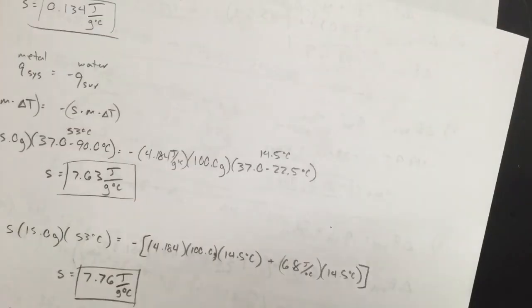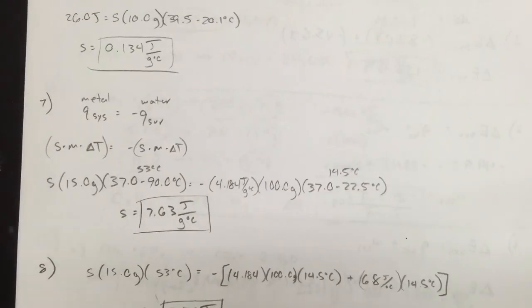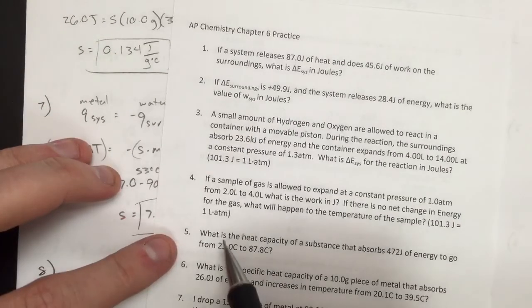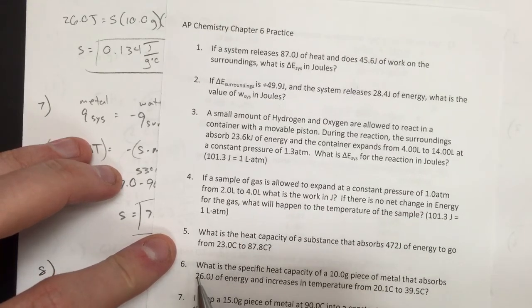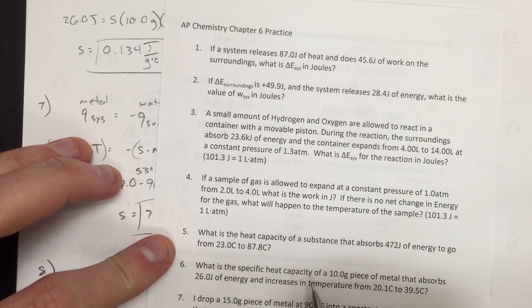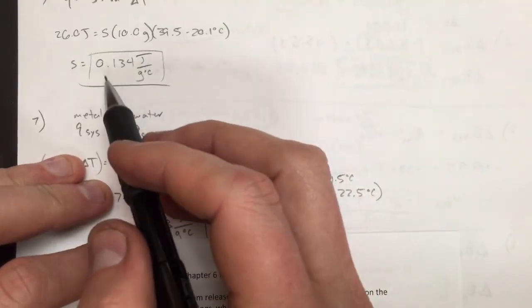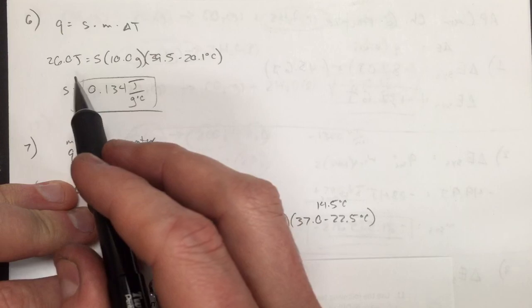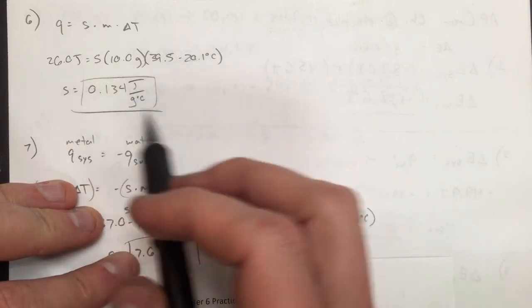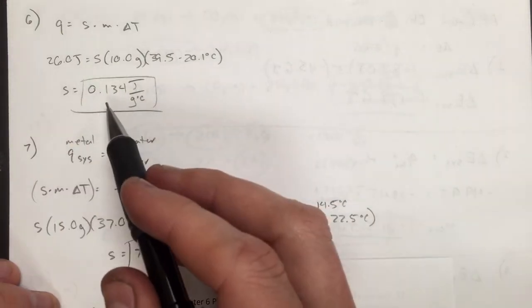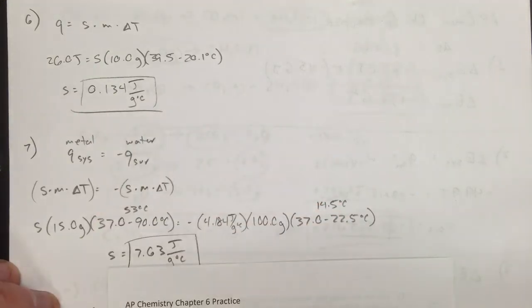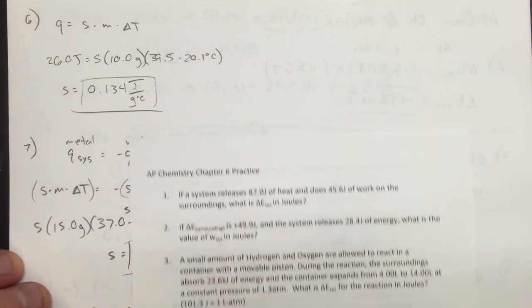So that's number 7. Number 8. Same thing, but now it asks what is the specific, oh sorry, that was number 5. Number 6, what is the specific heat capacity of a 10 gram piece, blah, blah, blah. So we substitute everything in there that we know. We know the joules and the mass and the delta T, and we solve for S, and we get S of 0.134 joules per gram degree C.